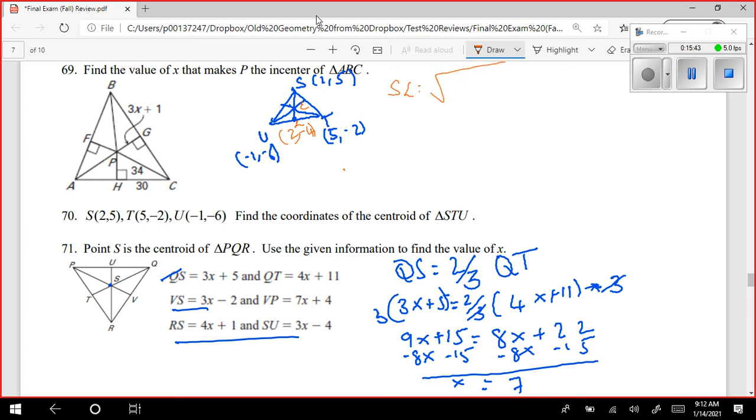Square root of (x2 minus x1) whole square plus (y2 minus y1) whole square, which is 5 minus -4 whole square. And if I take a square root of that, 5 minus -4 is 9, 9 squared. These two will be 0 squared. So I'll have 0 squared plus 9 squared. And taking the square root, I'll have only 9 as this particular distance, SL.